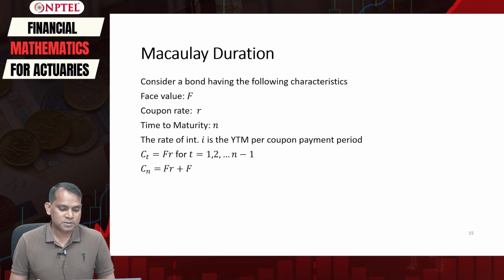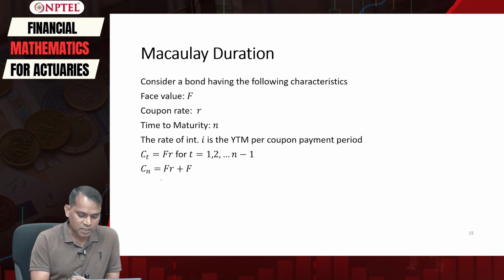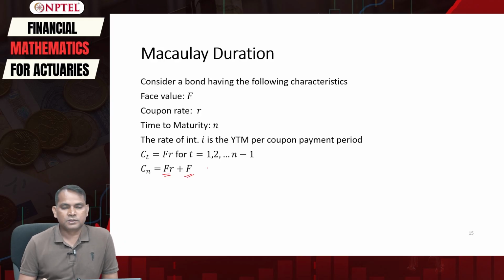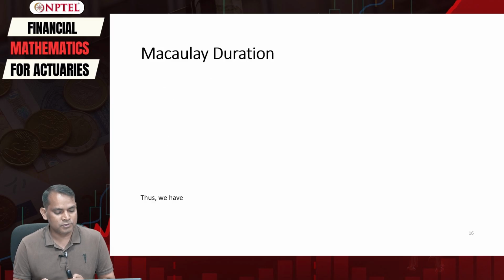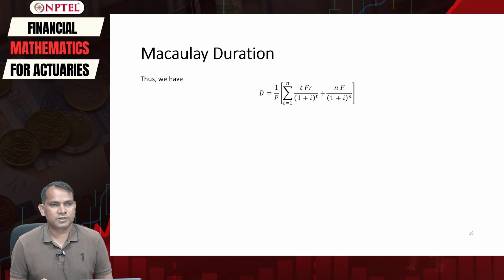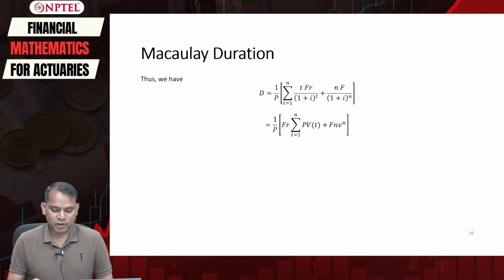Okay, to understand this, let us consider a bond having the following characteristics: face value of F, coupon rate r, time to maturity n, and the rate of interest I is the yield to maturity per coupon payment period, and Ct, which is equal to Fr for t equal to 1 up to n minus 1, and Cn is basically Fr plus F. With these characteristics we will now have the Macaulay duration as D equal to 1 upon P times the sum of tFr divided by 1 plus I to the power t, plus nF divided by 1 plus I to the power n.